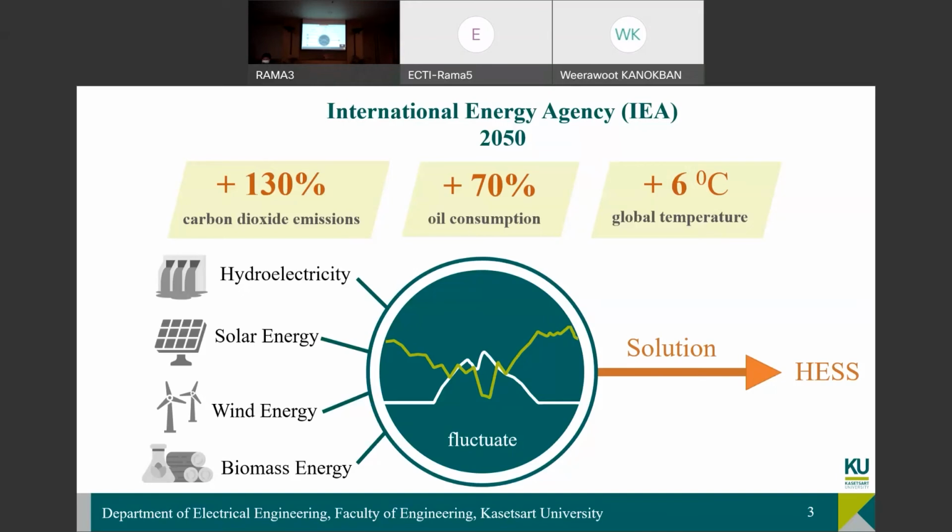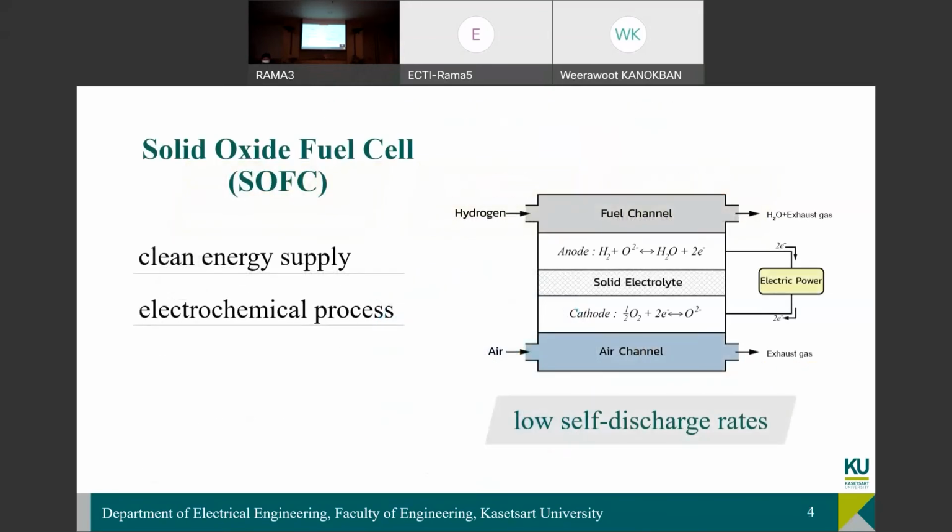In this work we focus on two types of energy storage system. First is the solid oxide fuel cell. This energy storage system uses hydrogen as storage, and the hydrogen is fed into the fuel channel, and an electrochemical process happens, and we produce electricity from this cell, and the byproduct is water. This has a slow discharge rate.